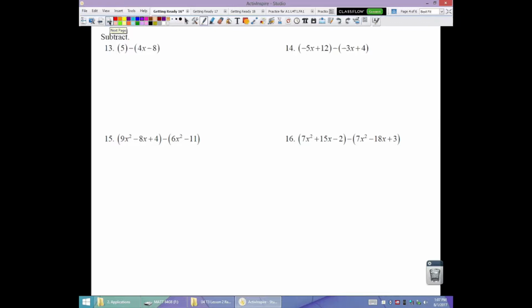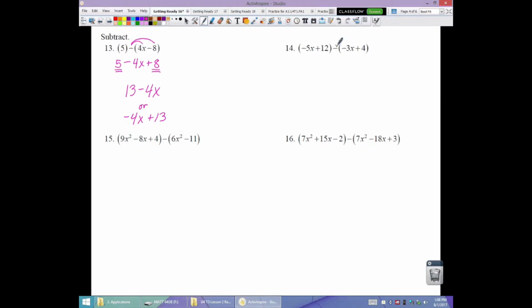For the last 4 here, we're going to subtract. And the subtraction problems have one extra step. You need to distribute that negative sign into the parentheses following it. So that changes all the signs. 5, then we have minus 4x plus 8. Combining like terms, 5 plus 8 is 13 minus 4x. Or I guess in standard form, negative 4x plus 13.